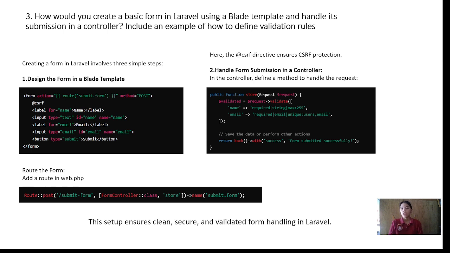Number 3. How would you create a basic form in Laravel using a Blade template and handle its submission in a controller? Include an example of how to define validation rules. So creating a form in Laravel involves 3 simple steps. Number 1, design the form in a Blade template. So here's the code. And the CSRF directive ensures CSRF protection.